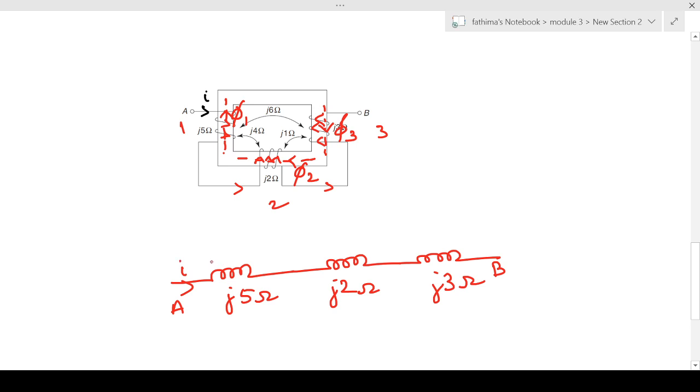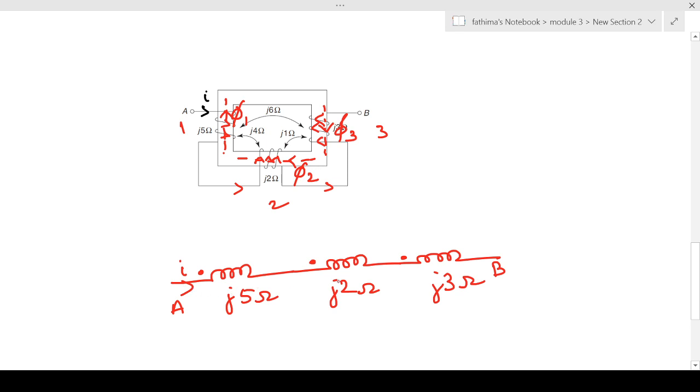Now we can show the dot over here. The fluxes phi 1 and phi 2 are aiding each other, so we can represent the dots over here. The fluxes phi 1 and phi 3 aid each other. Phi 2 and phi 3 also aid each other. So we can represent the dots at the terminals where the currents are entering in the three coils.